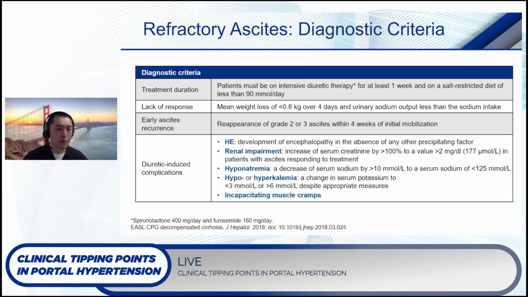And then diuretic complications are also important. These are things we have to monitor very closely, especially as we titrate diuretics. And the development of these complications or intolerances can prompt you to then proceed with large volume paracentesis and TIPS evaluation.